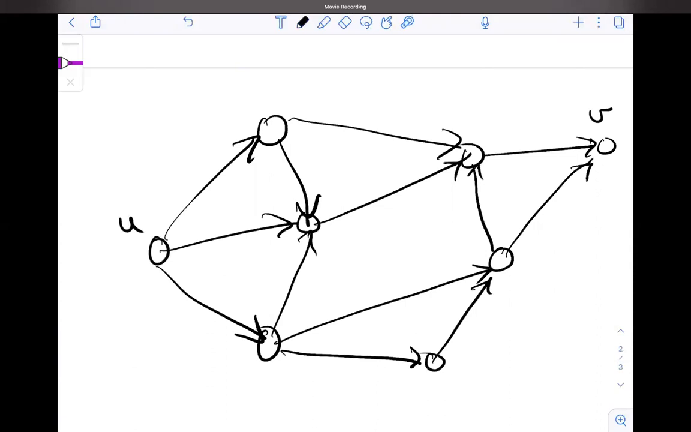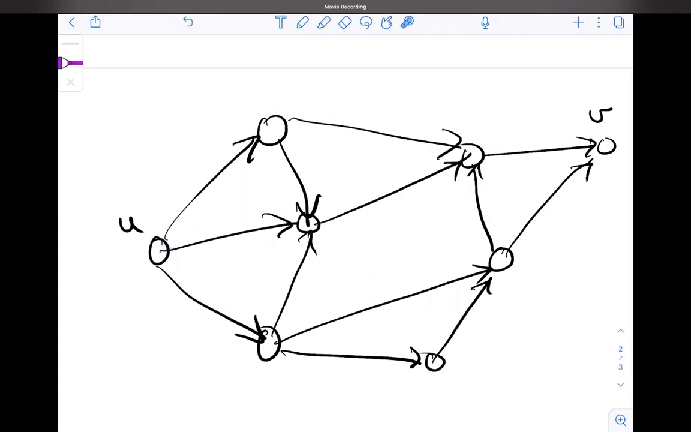Now, if I am looking at paths from U to V, one thing that I know is that a path must leave U somewhere, right? So it must go through either this vertex or this vertex or this vertex. These are the only three. It has to go through its neighbors. And once I leave this U, whichever way I go, I am not going to come back.